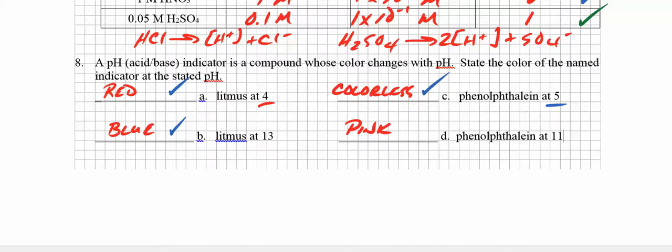And finally, phenolphthalein at pH 11, when it's basic, it will be pink, right? As you go higher and higher, it'll turn from pinkish to almost red. But certainly at pH 11, we're above 7, so it's going to be pink. That'll do it for number 8, and that'll do it for this worksheet.